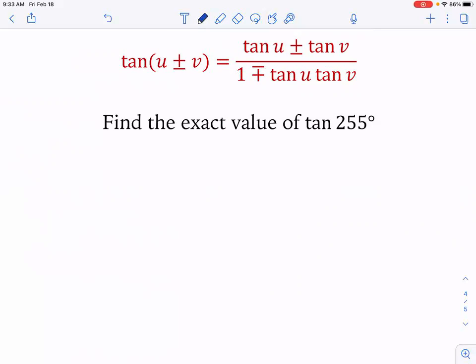Now, this is very similar to the very first problem where I have the tangent of 255 degrees that I want the exact value for. Now, is 255 degrees a unit circle angle? No, it's not. So we need to come up with two angles that we can either add or subtract to get to 255 so that we can use the sum or difference formula. So just think really quickly about two angles from our unit circle that can add or subtract to be 255, just silently.